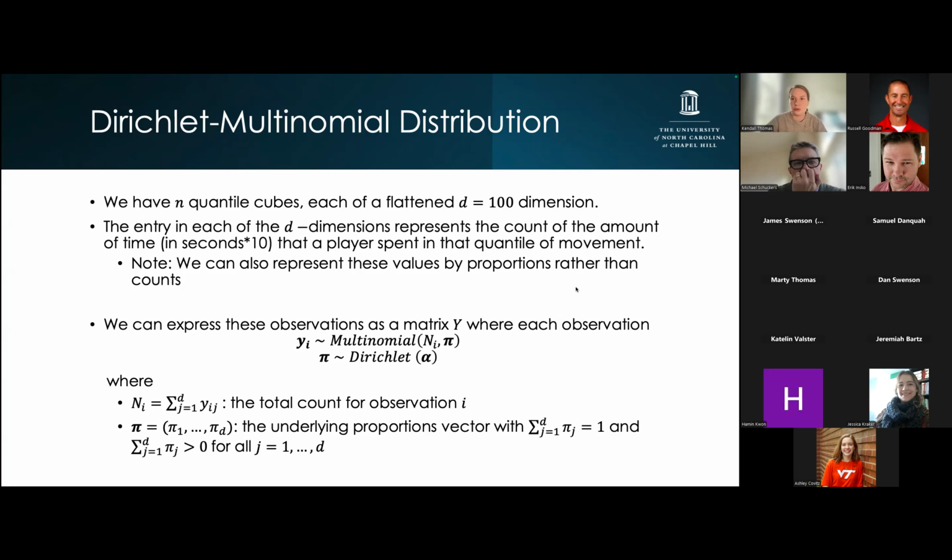And I think anyone who knows sports knows that's going to be different for every player. And so because of this over dispersion that we see in our data, we're able to model this with the Dirichlet multinomial distribution. And I'm happy to talk more about that if people have questions. But now let's get into some results.